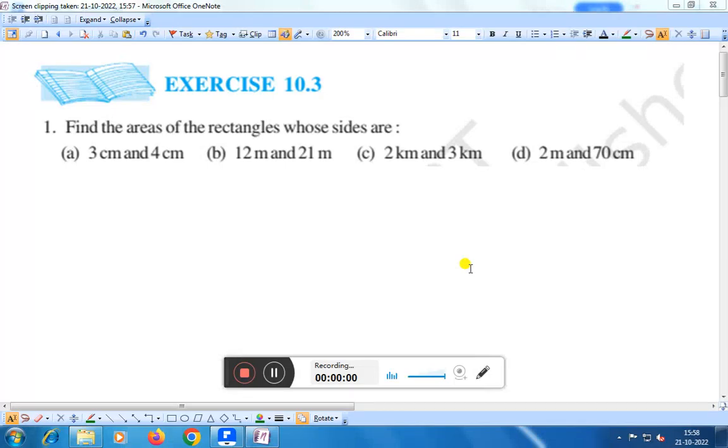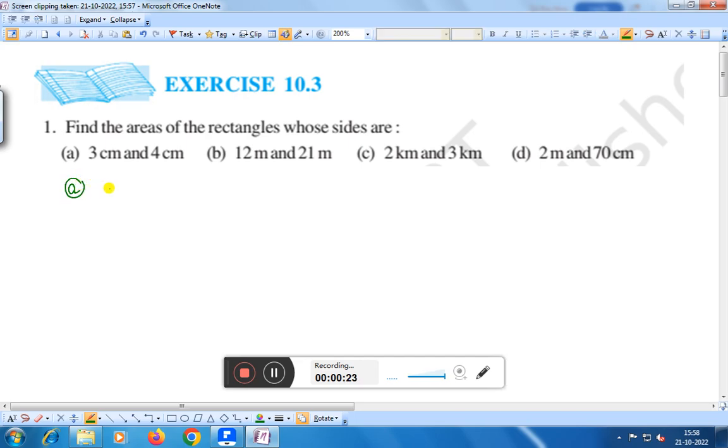Hello everyone. Today we shall discuss exercise 10.3 question number 1. Find the areas of the rectangles whose sides are 3 cm and 4 cm, 12 meter and 21 meter, 2 km and 3 km, 2 meter and 70 cm. Right? That is question number A. Areas of the rectangles.